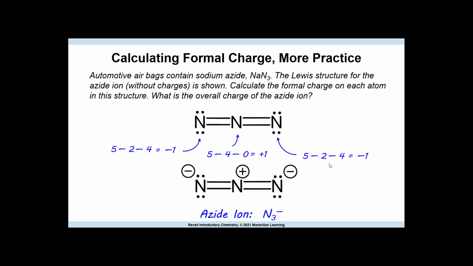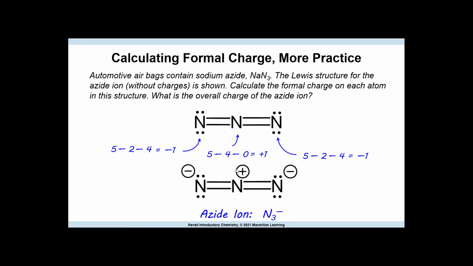So let's begin with the central atom. Because nitrogen is in group 5A, we know that neutral nitrogen has 5 valence electrons. This nitrogen atom has 4 covalent bonds and 0 unshared electrons. Therefore, the formal charge of this atom is plus 1. And you can see that here. We have 5 valence electrons, 4 bonds, 0 lone pairs. It's a plus. And there's the plus right there.